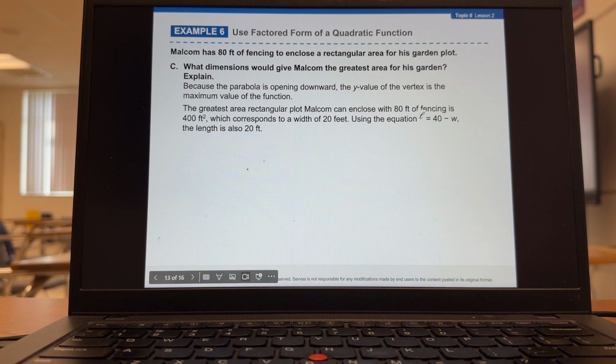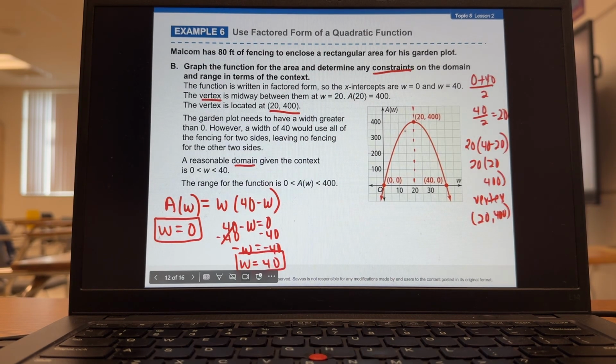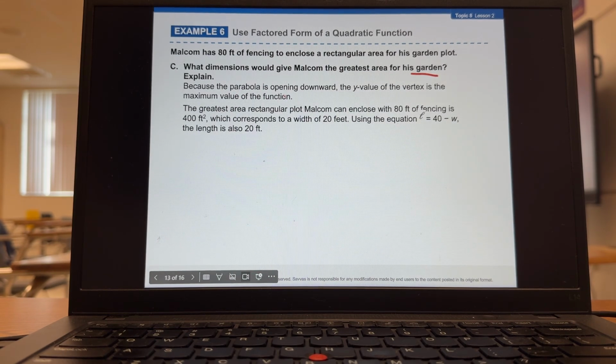So what dimensions would give Malcolm the greatest area? So his greatest area would be that 400. Because the parabola is opening downward, the y value of the vertex is the maximum value of the function. The greatest area rectangular plot Malcolm can enclose with 80 feet of fencing is 400 square feet, which corresponds to a width of 20.